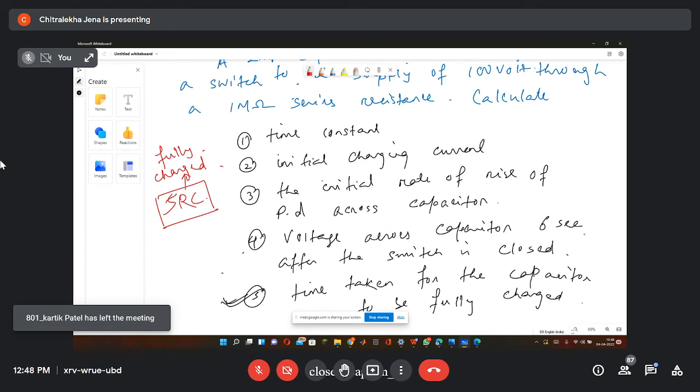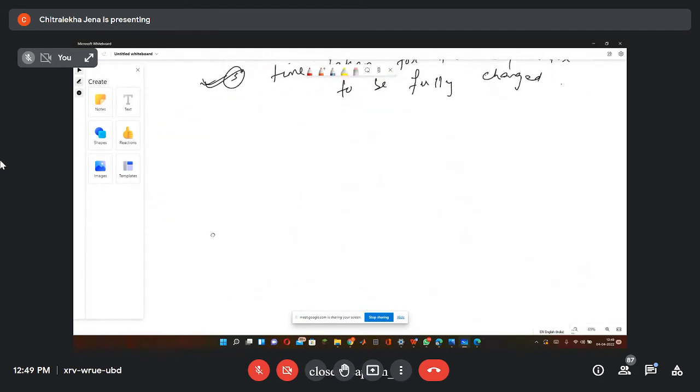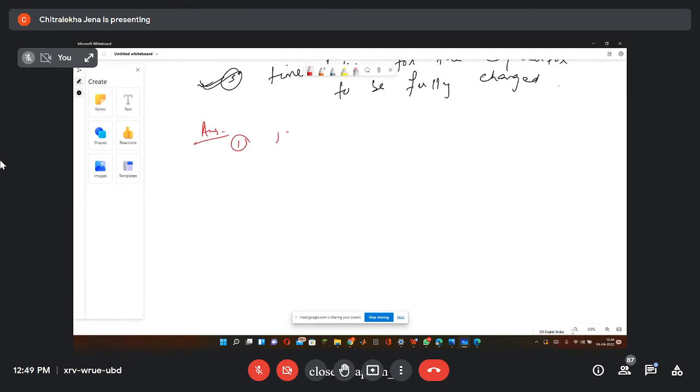Time constant is 2 seconds. Very good. Just wait, all of you have written the question. Okay, very good. So now the answer to the first bit: how much is the time constant? Time constant is equal to RC. That is how much, in seconds?